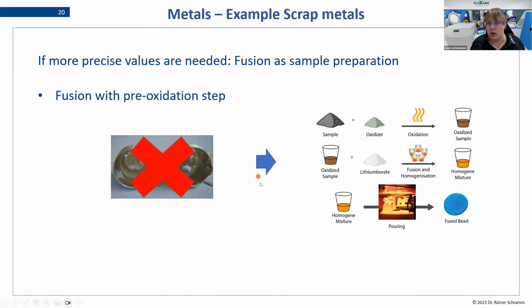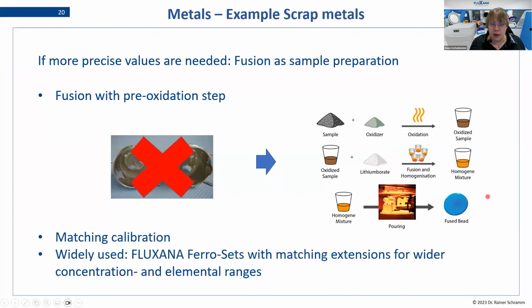So we need to oxidize our sample beforehand. So what is happening is we are having our sample, we mix it with an oxidizer, an oxidation step is performed, then we get the oxidized sample, and now the same thing as with the glass sample is happening. It's mixed with the glass building material, fusion is happening, it's poured, and then we get the nice fused bead that we saw before.